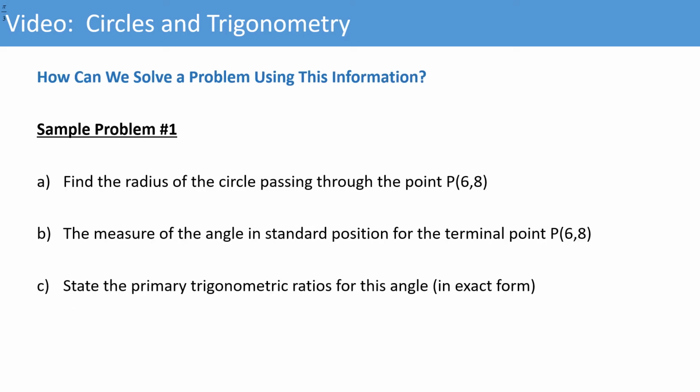Now, let's take a look at a sample problem. Find the radius of the circle passing through the point 6, 8. Find the measure of the angle in standard position for the terminal point 6, 8. State the three primary trigonometric ratios in exact form. Remember, the word exact means no decimals, just whole numbers and square root values.